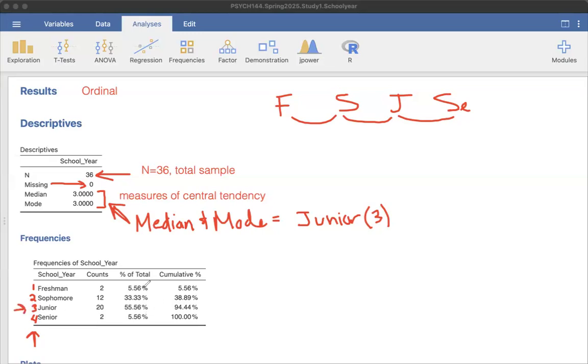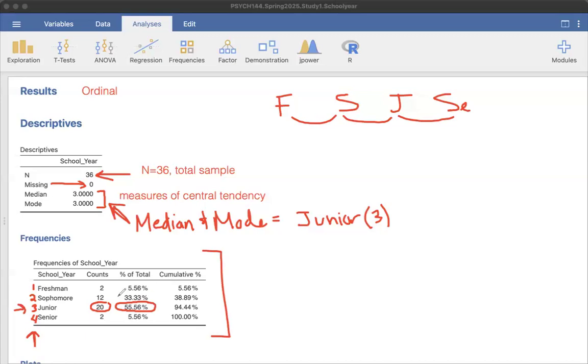Now you can also see that because of this frequency table. This is a common way to represent ordinal data. You might have a frequency table like this. You can see that the most frequent category has the highest percent of responses, the highest count of responses is junior. That is the mode. The mode is the most frequent category.